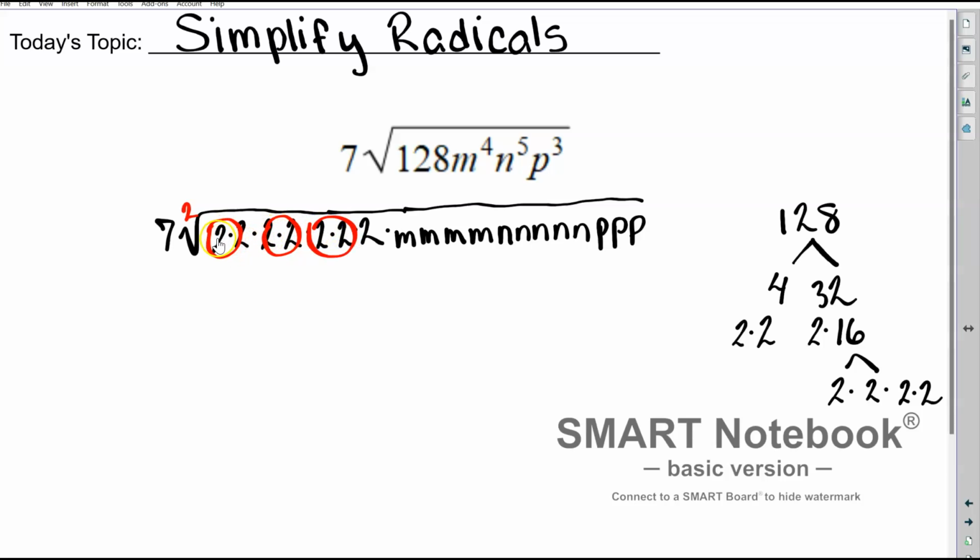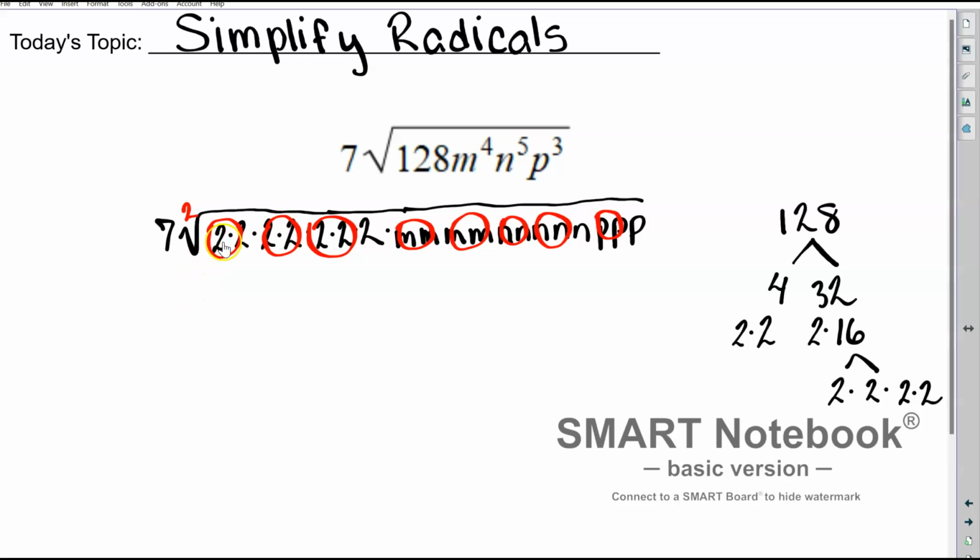Okay, so this is 2 times 2, which is 4. Square root of 4 would be a 2 that comes out. Same thing here, same thing there. This one doesn't have a pair, so he's going to stay in. Okay, let me circle the other pairs. P and P. Okay, these guys will stay by themselves.